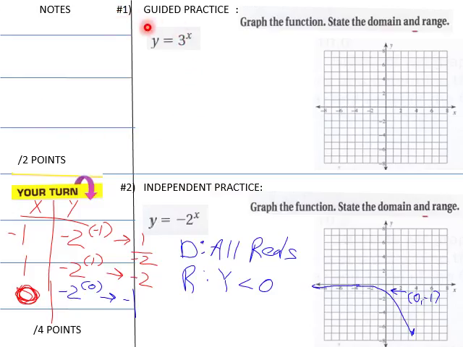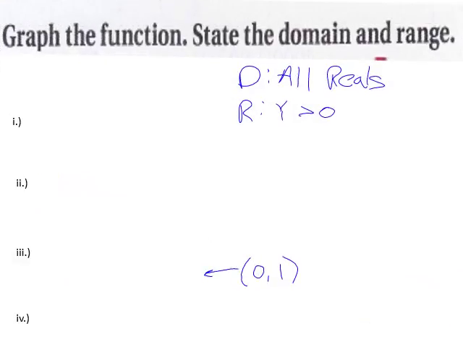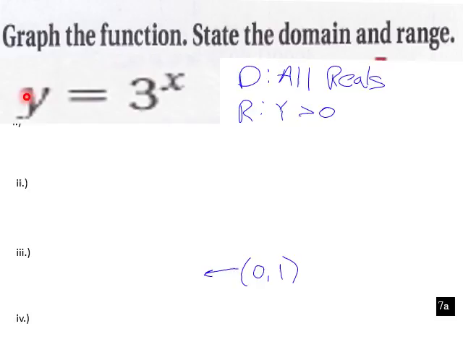Then we go into our guided practice. Graph the function, state the domain and range. Here is our function. Your independent practice is down here. And I went ahead and did that for y'all. This is like a freebie here for you all. Write this down. Graph the function, state the domain and range. So we're back here in the guided practice. Domain is all reals. Range is y has got to be greater than 0.